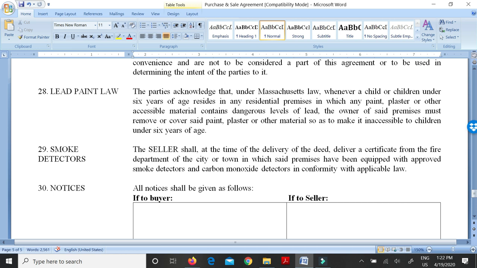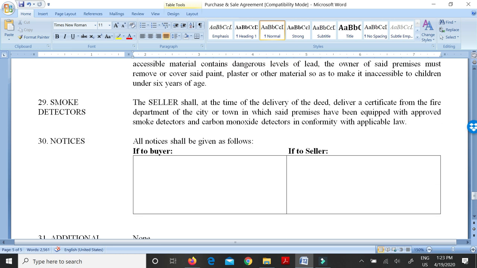Lead paint law. All buyers and sellers must sign a lead paint disclosure as part of the purchase and sale agreement process. Massachusetts requires that they get a disclosure, and it's a similar requirement for pretty much any state. So this is just an acknowledgement that that has occurred. Paragraph 29 simply states that the seller will deliver to the buyer a certificate from the fire department in which it states that the property is properly equipped with working carbon monoxide and smoke detectors in conformity with applicable law.